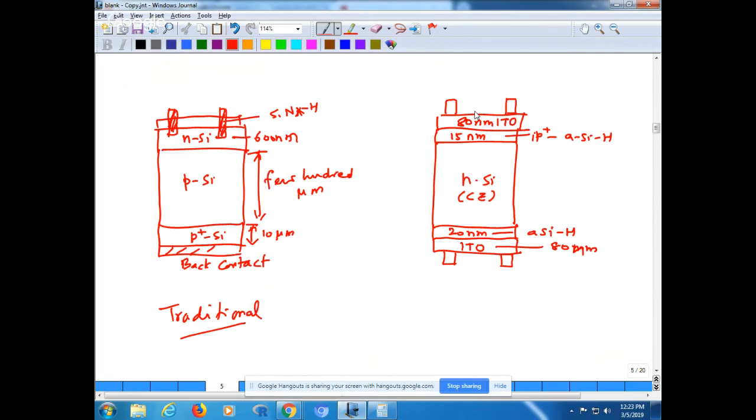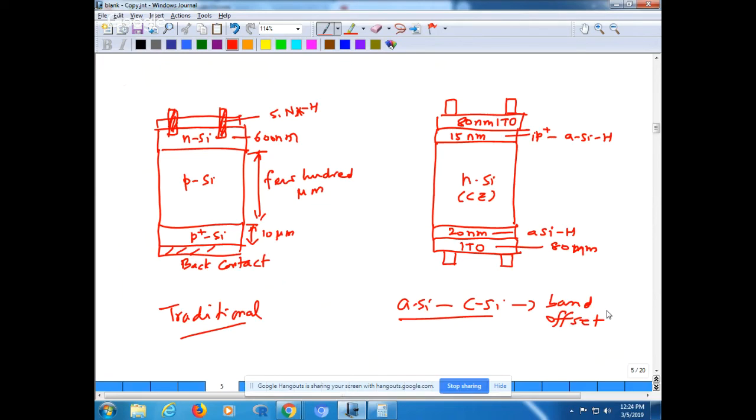So basically, you have amorphous silicon, crystalline silicon heterojunction, which gives you a band offset, and this is what is used for making a good solar cell. Amorphous silicon, the advantage is it passivates surface very well. As a result, it creates a good junction, and it's also a low temperature approach for making solar cells.